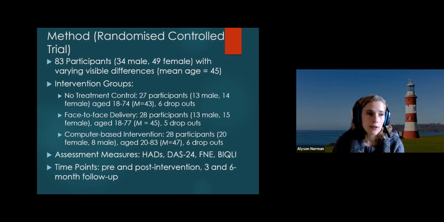We did several different outcome measures as part of this controlled trial, so that we had the Hospital Anxiety and Depression Scale, which was taken at baseline, post-intervention, and then again at 3 and 6 month follow-up. We used the Derriford Appearance Scale, the 24-item version, to assess fear of negative evaluation and social anxiety associated specifically with appearance. We used the Fear of Negative Evaluation Scale more generally to see how it correlated with the DAS. And we also used the Body Image Quality of Life Inventory at the same points as well.